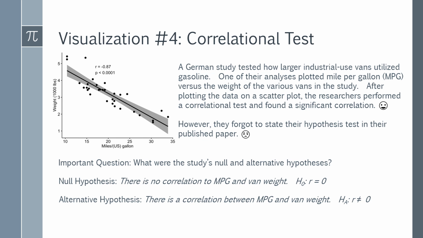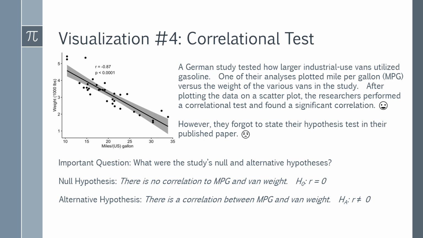So in this case, our null hypothesis could be written as there is no correlation between miles per gallon and van weight, or correlation is equal to 0. And the alternative hypothesis could be written as there is a correlation between miles per gallon and van weight, or that correlation is not equal to 0.